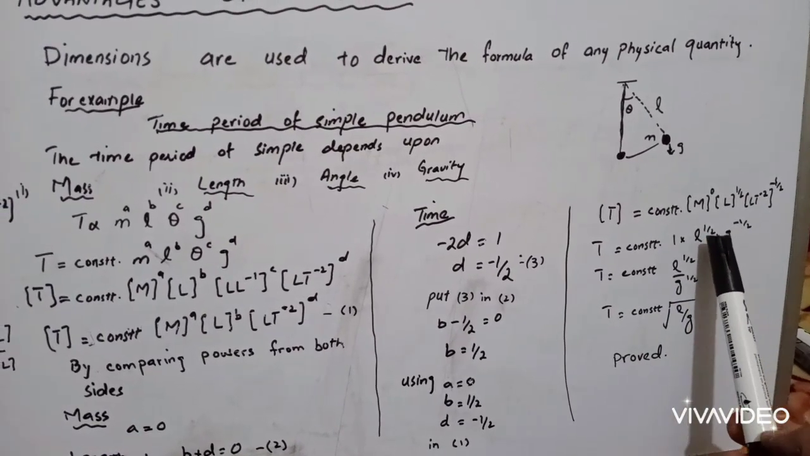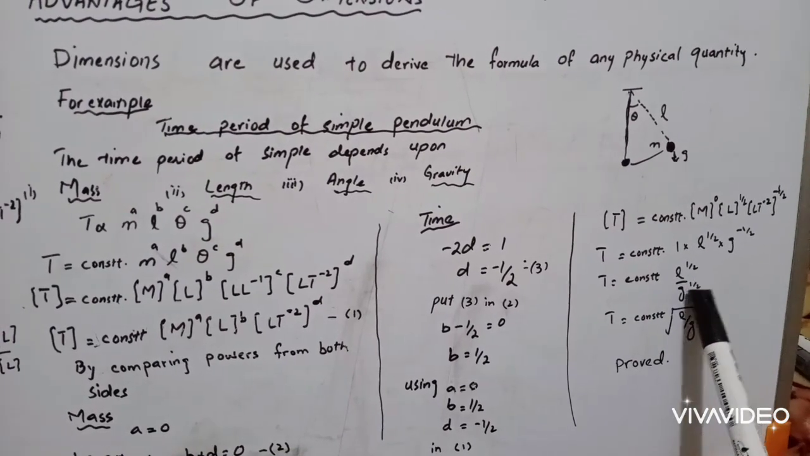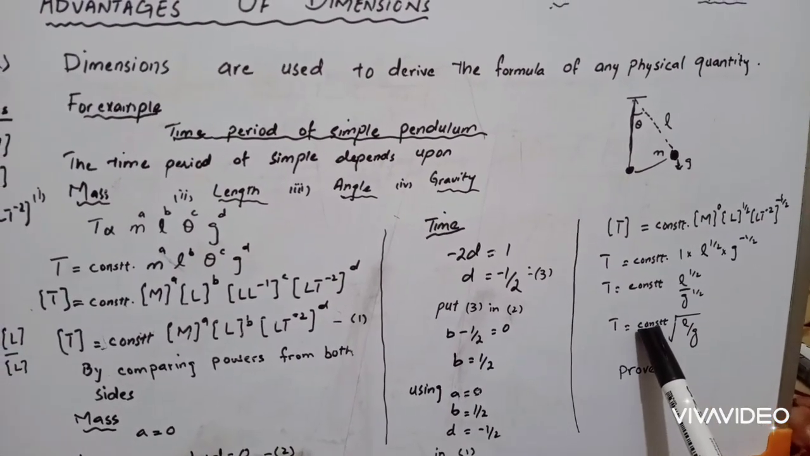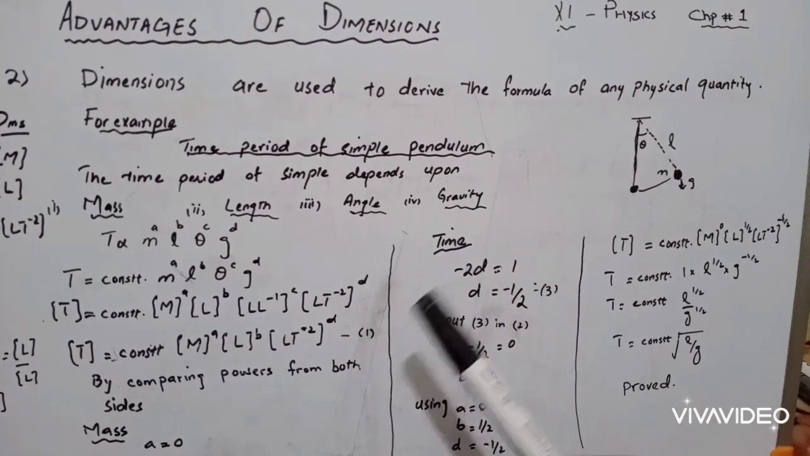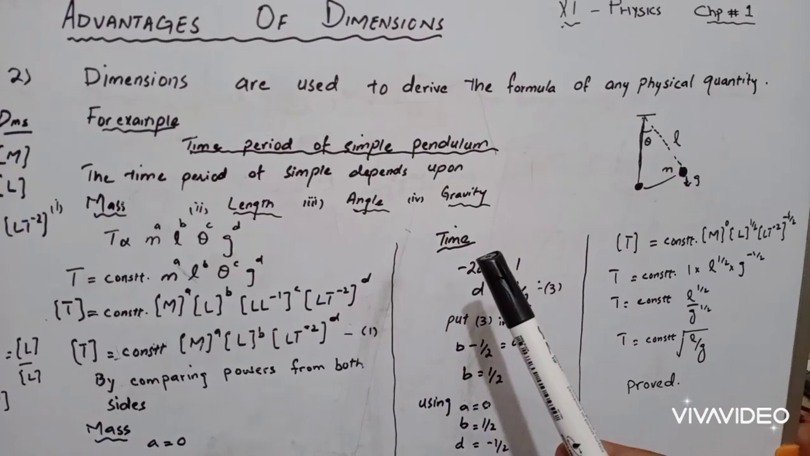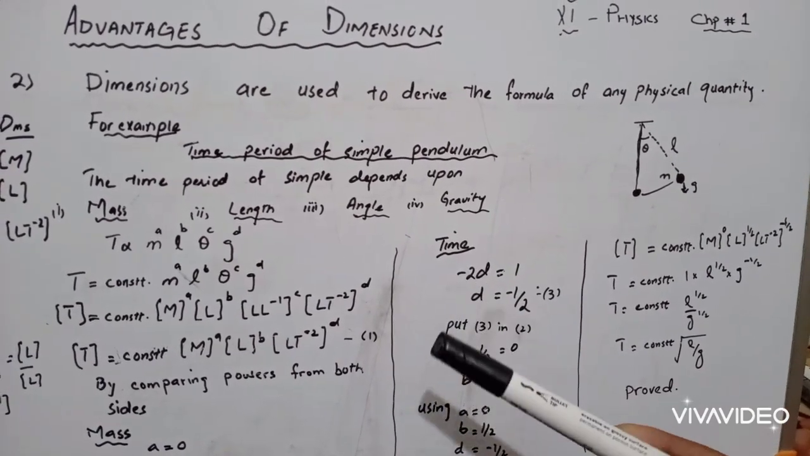So by replacing the dimensions with their physical variables, you can simplify them and get the relevant result. So you can see how we can derive the formula of a physical quantity using dimensional analysis.